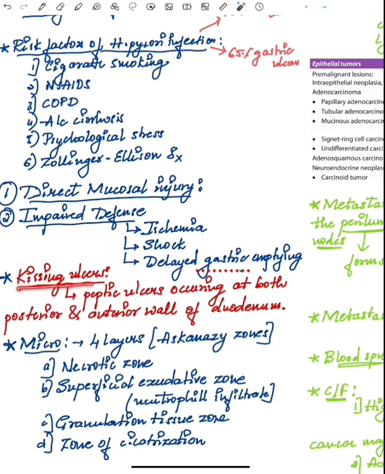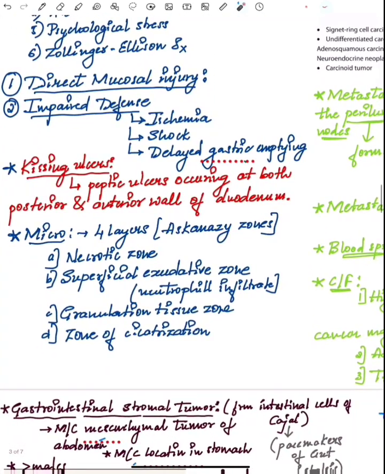There is an important note to be noted, that is kissing ulcers. What is meant by kissing ulcers? This is in the duodenum. In the duodenum, we can see in the anterior part there will be an ulcer, and in the posterior part there will be an ulcer. The ulcers are formed in such a way that they meet, so the kissing ulcer pattern is seen. Hence, the peptic ulcers occurring at both the posterior and anterior wall of the duodenum are known as kissing ulcers.